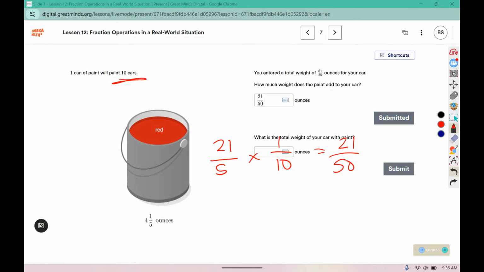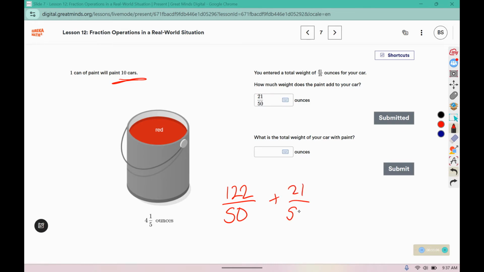What is the total weight of your car with the paint? So we have 61 25ths, or we had 122 50ths, plus this 21 50ths that the paint adds. 122 plus 21 would make 143 out of 50.